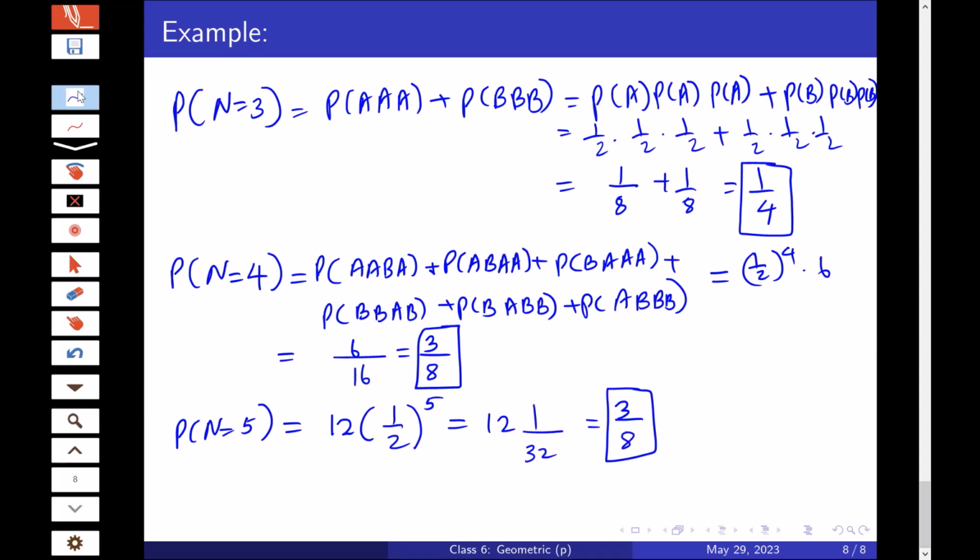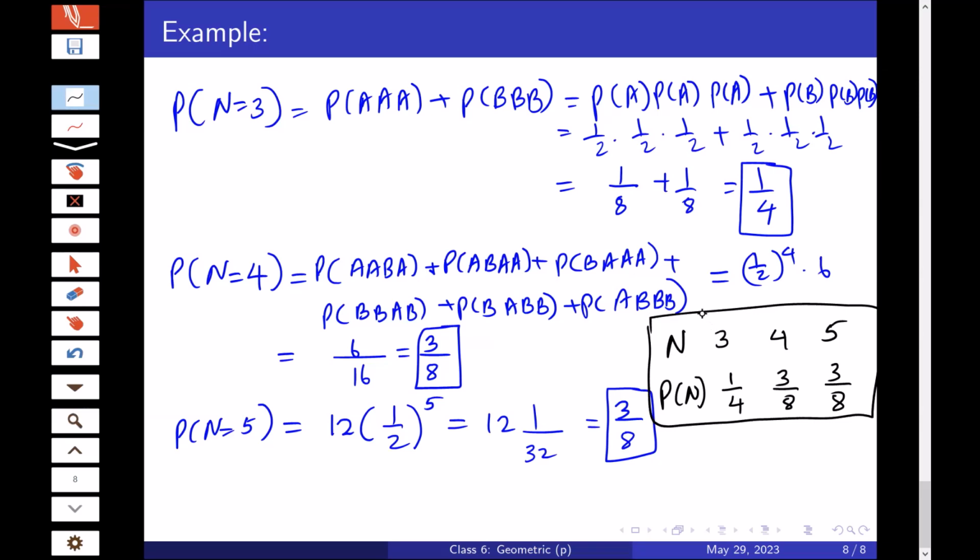Okay, so now I can write down the probability mass function of n. So n takes 3, 4, and 5, and the probability of n is 1/4, 3/8, and 3/8. So this is the probability mass function of n. So this is method 1. And method 2 is to use the piecewise function.